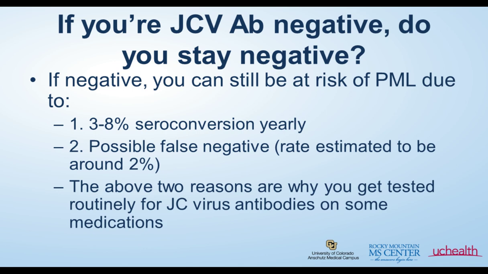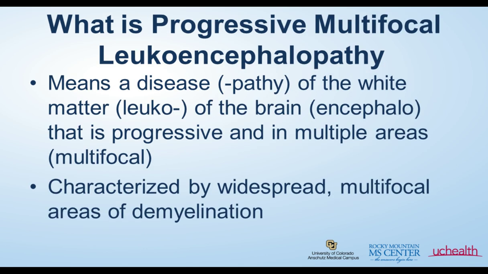The other reason why people that are JC virus negative are still at risk of PML is because it's potentially a false negative, meaning that you actually do have exposure to that virus and the test just wasn't sensitive enough. And we think that rate is estimated to be around 2%. These above two reasons are the reasons why we in the MS clinic, if you're on certain medications like Tysabri, will routinely test you for the JC virus to see if you have any exposure to it.